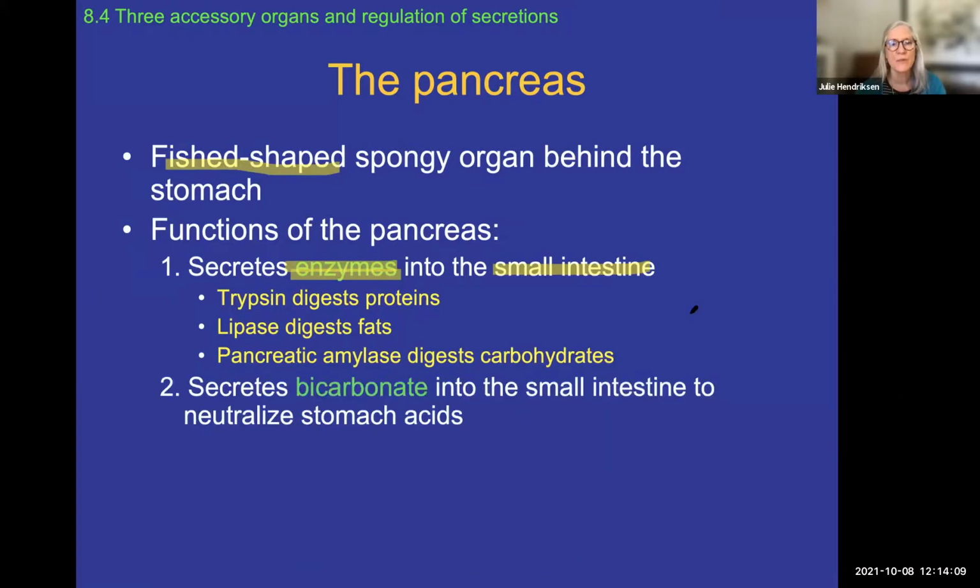So then we also have a buffer known as bicarbonate. Bicarbonate is a buffer that's coming from the pancreas to the small intestine. Notice it says it's neutralizing stomach acids. And you might remember the role of a buffer is to buffer the pH. And of course, the pH of the stomach is very low.